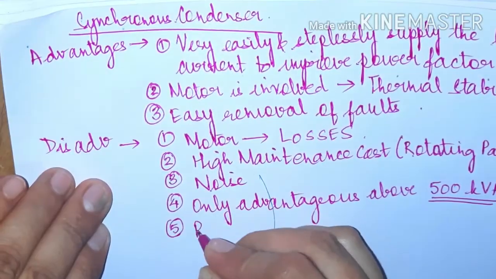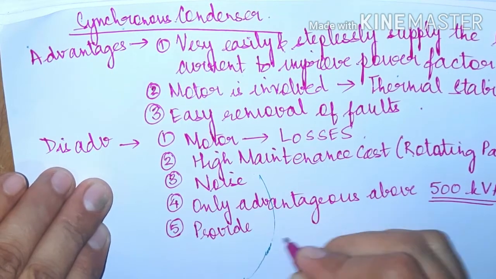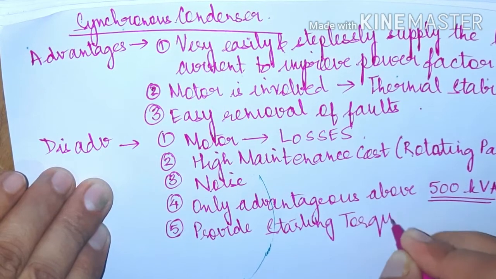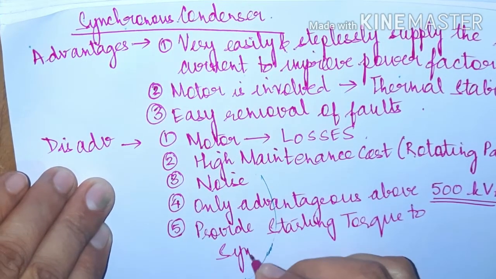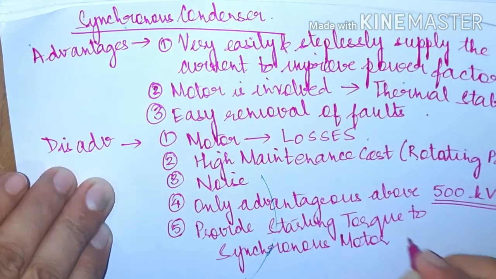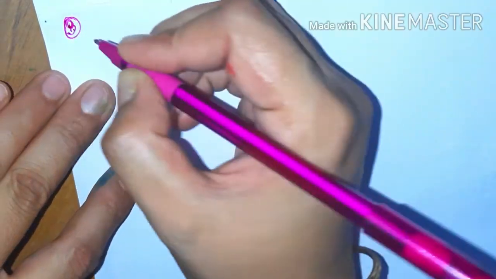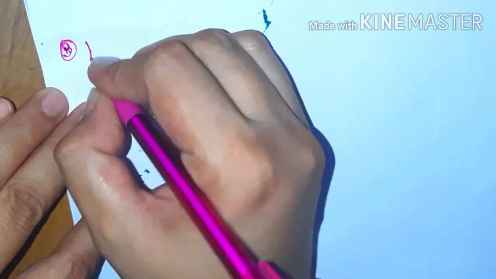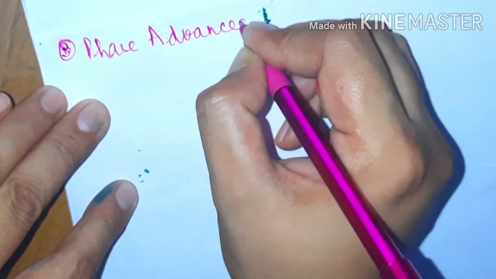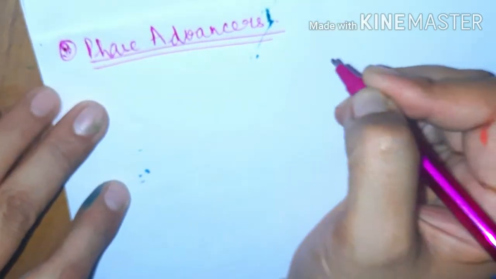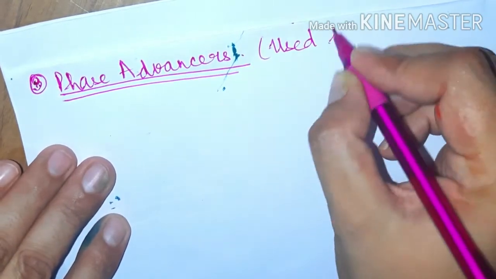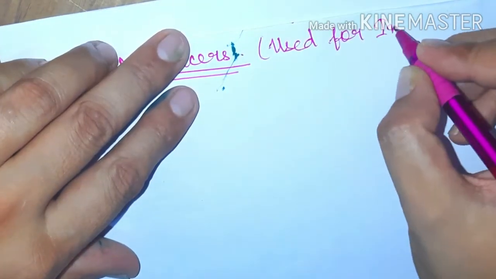If it is to provide starting torque to the synchronous motor, that is required. Things which can improve the power factor are known as the phase advancers. Those are known as the phase advancers. What are basically the phase advancers? Phase advancers are used for induction motors.